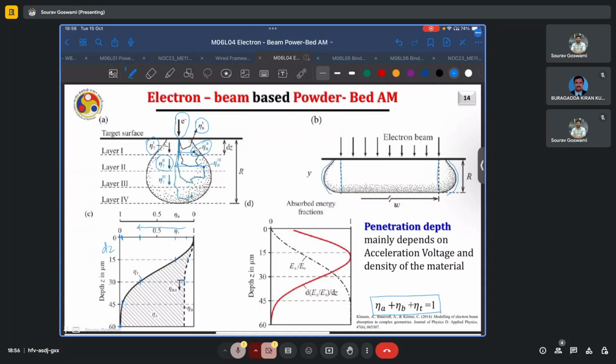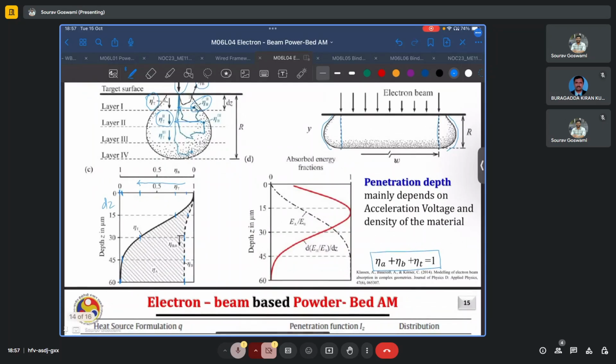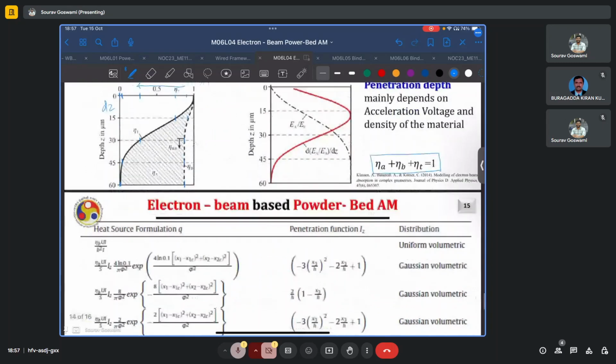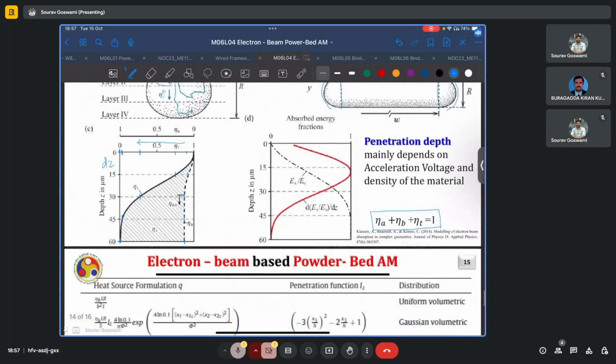Whereas the fraction of electrons that get backscattered has almost stagnated. And 1 minus eta b minus eta t, which is eta a, gives you the fraction which is getting embedded. That may also be represented by this hatched area here. The penetration depth, as we can see, mainly depends on the accelerating voltage and the density of the material.